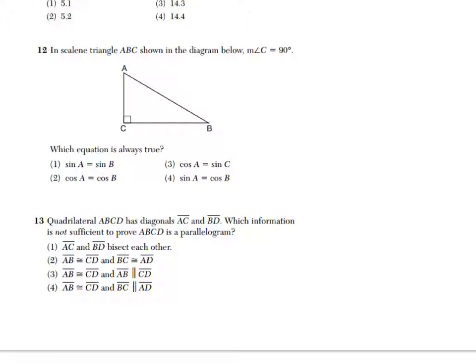Okay, moving on to our second question here. This says, in scalene triangle ABC, shown on the diagram below, the measure of angle C is 90. Which equation is always true? If you look at these choices, they're talking about sine and cosine, and they're talking about some different angles, A, B, and C. This is a question that's essentially evaluating your knowledge of cofunctions.